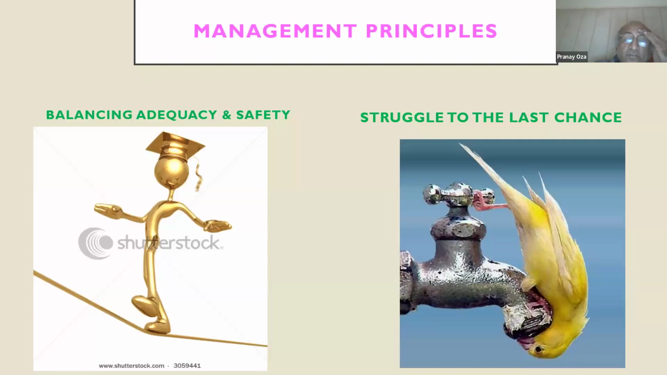These are the two important slides which you should understand. These are the two basic principles when you are managing patients on ECMO. One is balancing adequacy and safety, and that is the most important. Throughout your ECMO run, you have to always see what is adequacy and what is safety. Many a time it is as thin as a rope, and you have to walk on this rope. Many a time there is very little difference, and then you have to take a decision on what is going to be better.